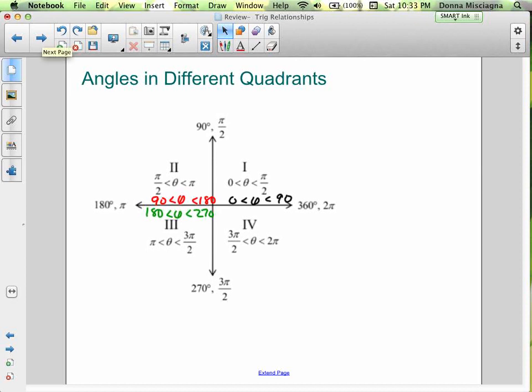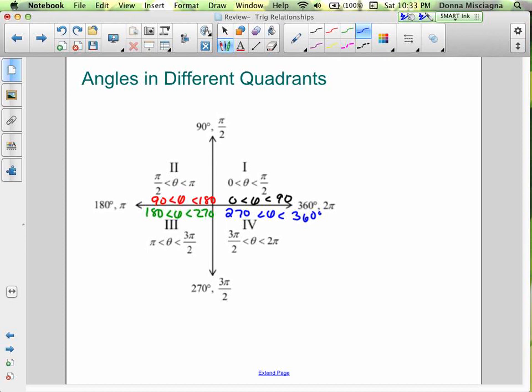And if we have an angle that measures between 270 degrees and 360 degrees, or in radians, 3 pi halves to 2 pi, that angle lies in the fourth quadrant. And of course, then we also have our quad angles, right?